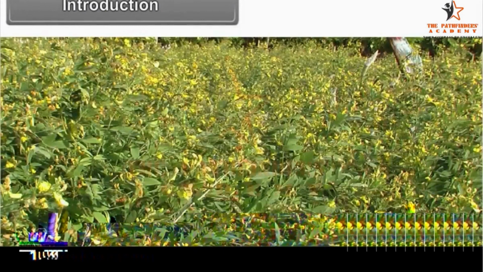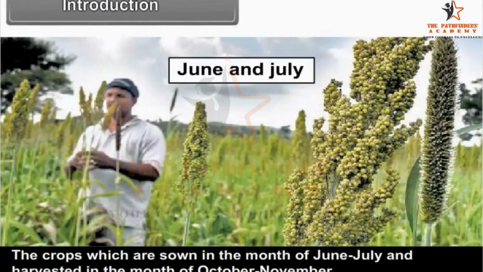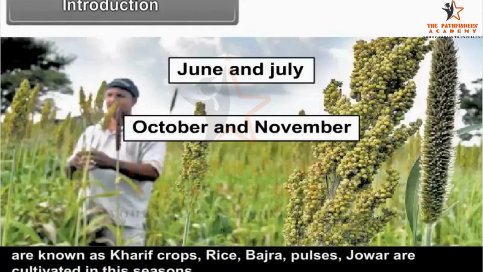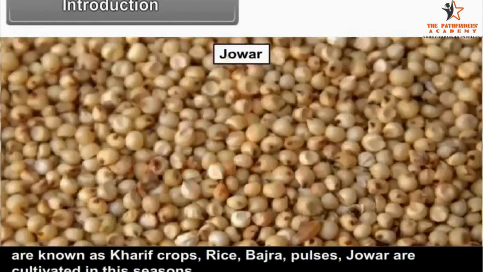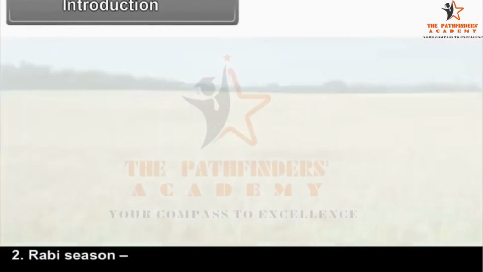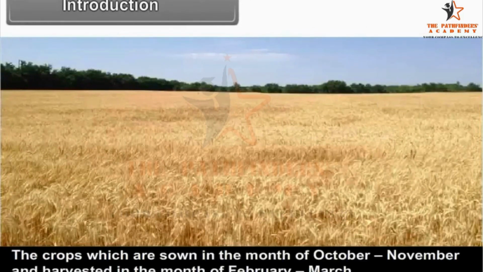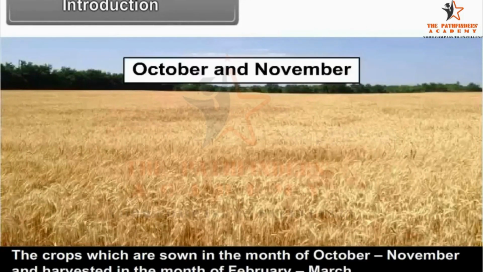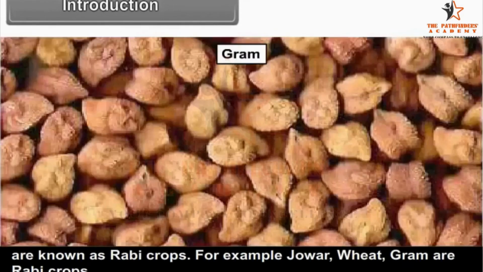Number 1, Kharif season. The crops which are sown in the month of June and July and harvested in the month of October or November are known as Kharif crops. Rice, bajra, pulses, jowar are cultivated in this season. Number 2, Rabi season. The crops which are sown in the month of October or November and harvested in the month of February or March are known as Rabi crops. For example, jowar, wheat, gram are Rabi crops.